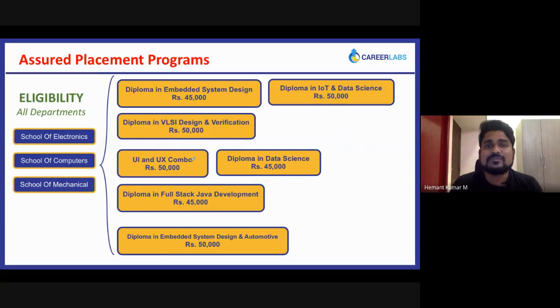For example, you might be from a CS background. You might have very limited hardware knowledge. We can still enroll you for an embedded system course or even an embedded system automotive course. You can still work in an automotive company because you will learn a little bit of hardware technologies. Your domain is still fitted because your software is already very, very strong.